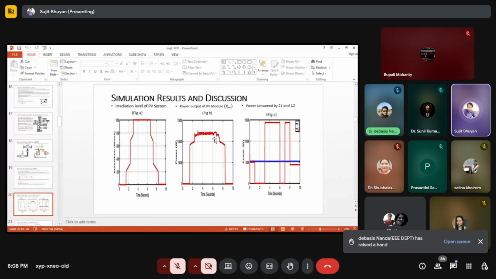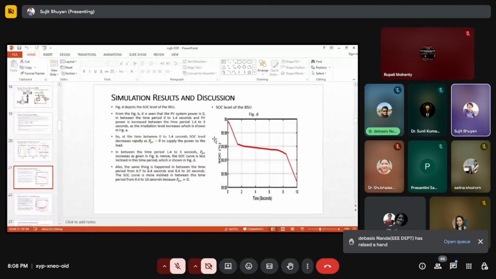Okay, and L2, the variable load. This is not the primary load. This is the secondary load. If it is disconnected, it is not harmful. So that's why I have taken it as a primary and a secondary load. L1 is the primary one, the most important one. L2 is not so important. Okay, come to the SOC level.